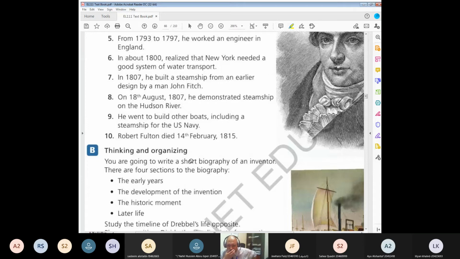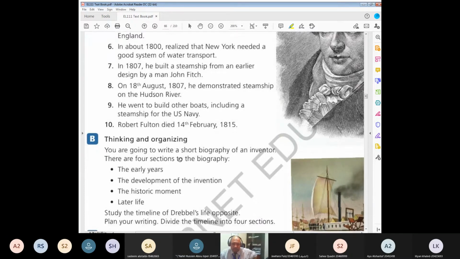Let's move to number 6. Hello, number 6, everyone. I think number 6, it should be "he realized." Also in about 1800, he realized that New York needed a good system of water transport.